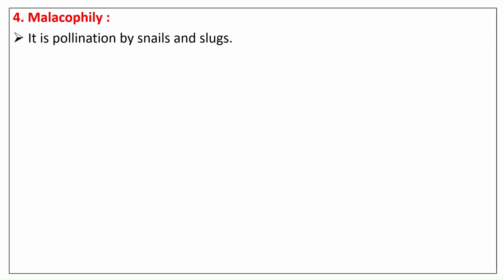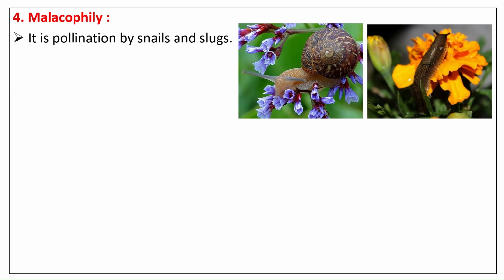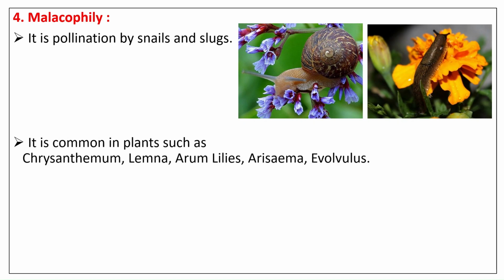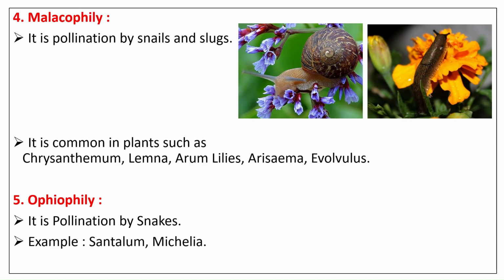4. Malacophily. It is pollination by snails and slugs. It is common in plants such as chrysanthemum, Lemna, arum lilies, Ericaceae, Evolvulus. 5. Ophiophily. It is pollination by snakes. Example: Sentellum, Michelia.